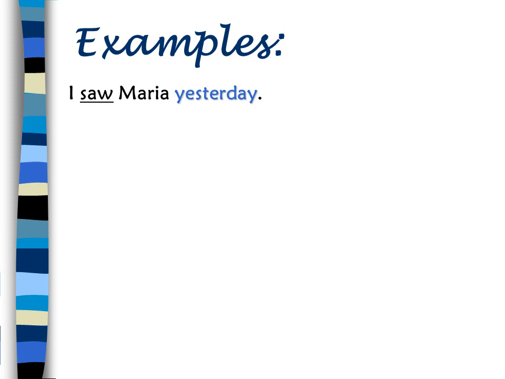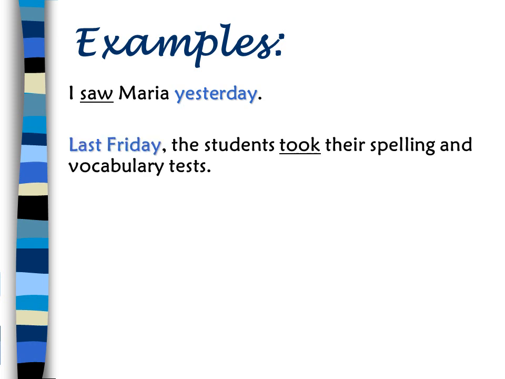Examples. I saw Maria yesterday. Last Friday, the students took their spelling and vocabulary tests. So here, the underlined words are verbs in the simple past. I saw, this is the verb see. So here, I didn't write seed, I didn't write ed, I changed the form. And this is the irregular verb.